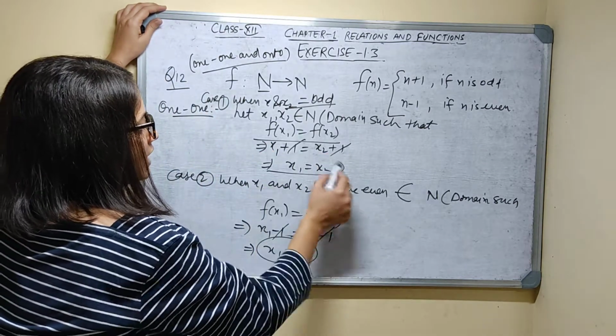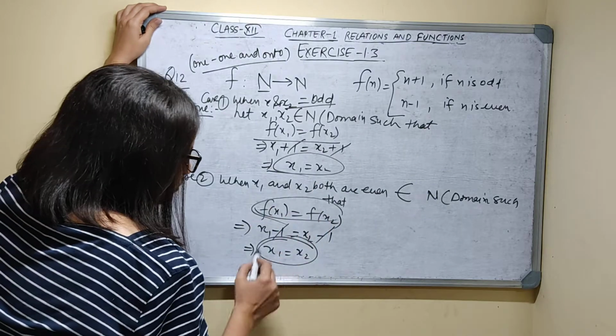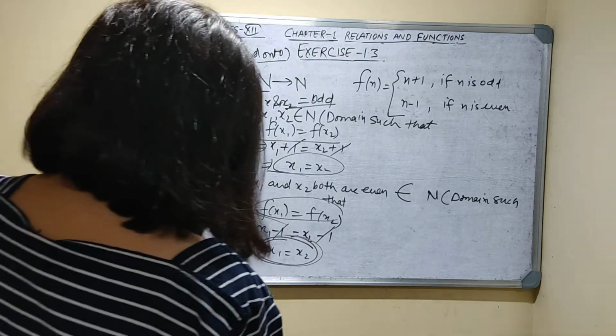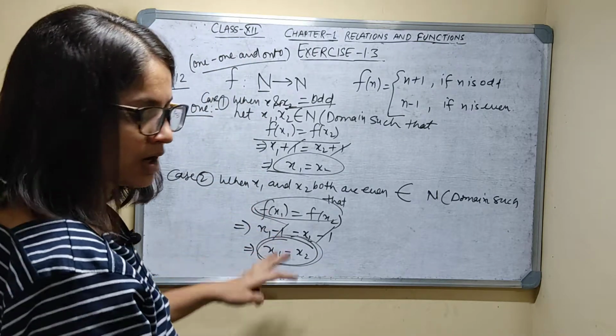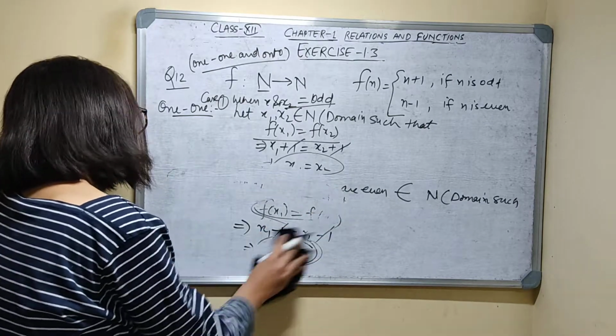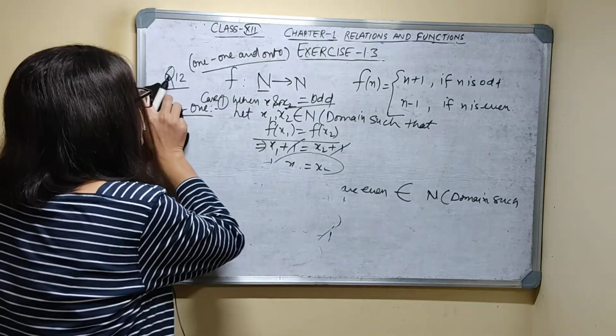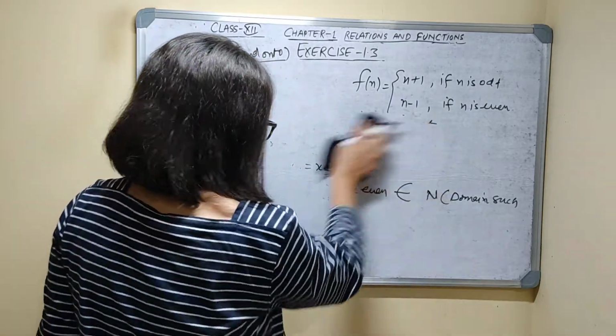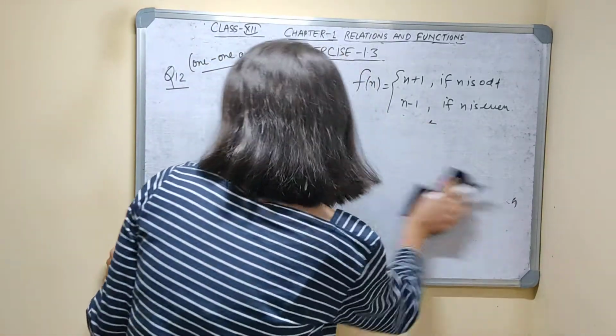In this case also f of x1 is equal to f of x2, so x1 is equal to x2. So the same for case 1 and case 2, the conditions are satisfied. For the third one, when one is odd and the other is even, or when one is even and the other is odd, you have to check what the condition will be. The third case you have to check.